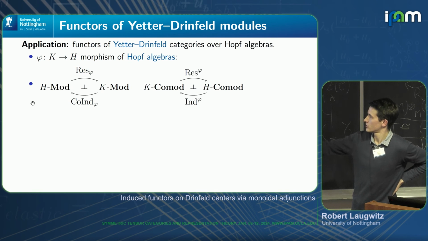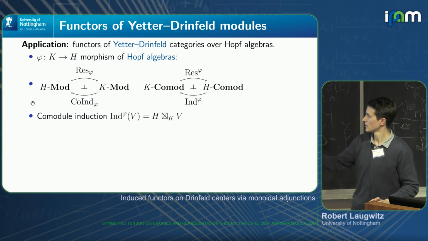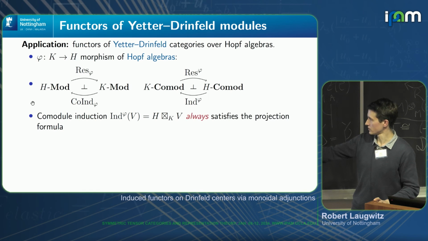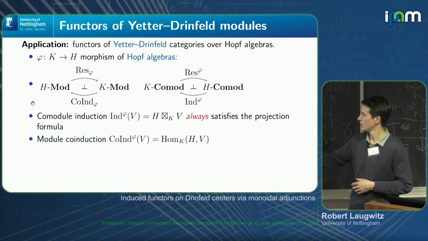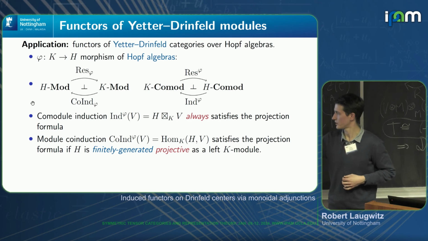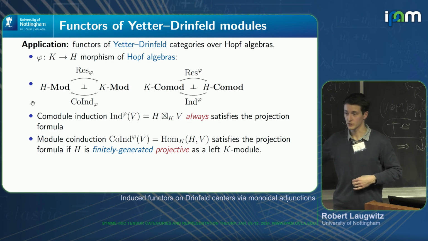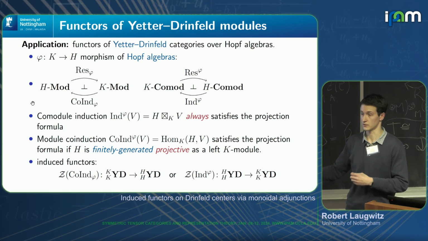And there are two types of adjunctions one can consider. There are strong monoidal restriction functors for modules or for comodules. Alternatively, we can consider these. And then comodule induction will always satisfy the projection formula without further assumption, because the antipodes are invertible. However, module co-induction satisfies the projection formula if H is finitely generated as a left K-module, so there are technical assumptions here. Either way, in these cases, one then gets induced functors on the centers, and the centers are equivalent to these categories of Drinfeld modules.